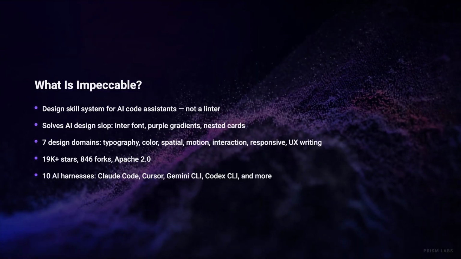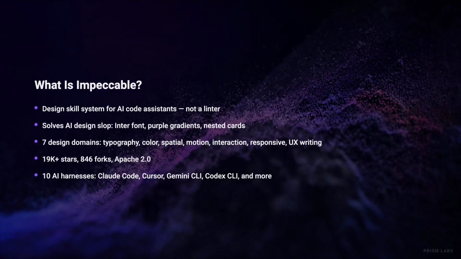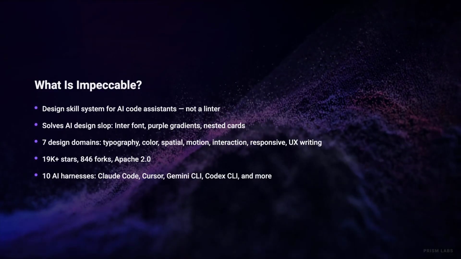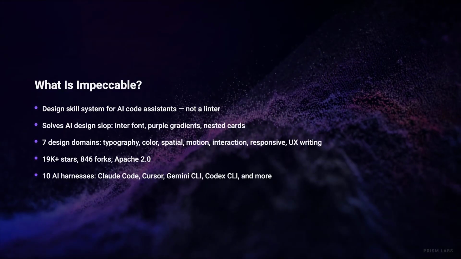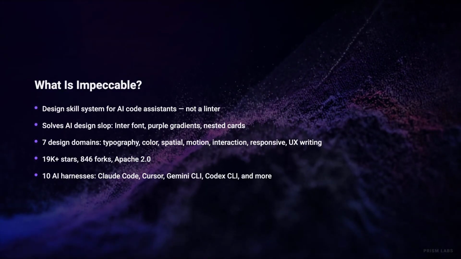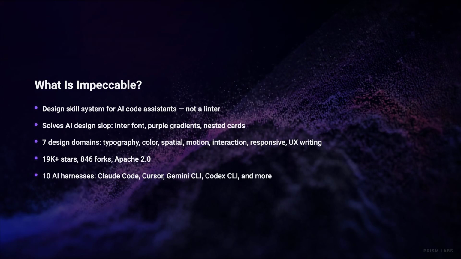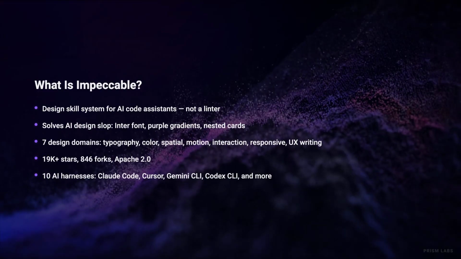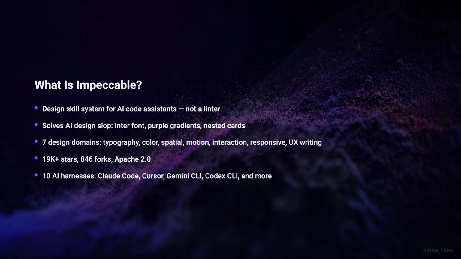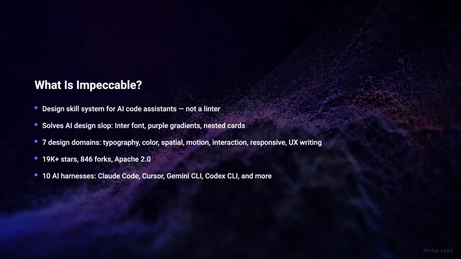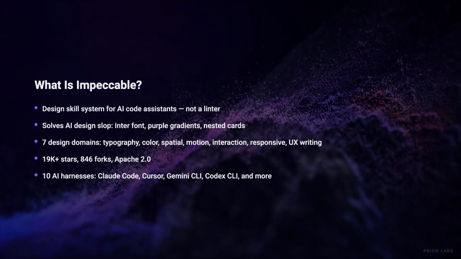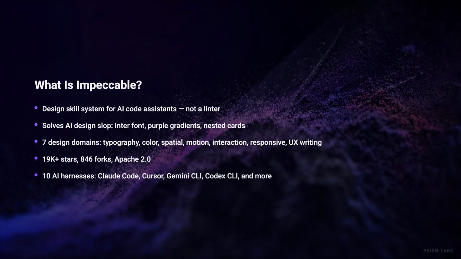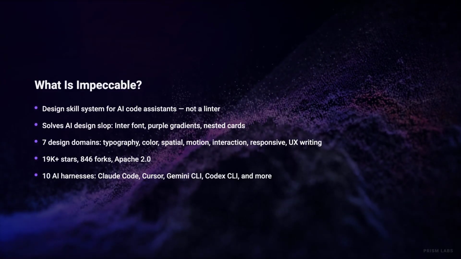The project is open source under Apache 2.0, has over 19,000 GitHub stars with 846 forks, and supports 10 different AI harnesses: Claude Code, Cursor, OpenCode, Pi, Gemini CLI, Codex CLI, VS Code Copilot, Kiro, Trae, and RovoDev. It was built on top of Anthropic's original front-end design skill and significantly expanded with domain-specific modules, steering commands, and anti-pattern detection that the original didn't have.